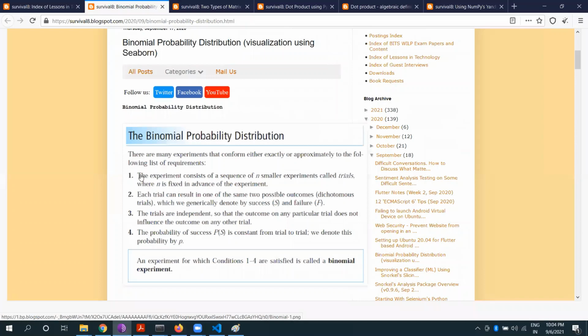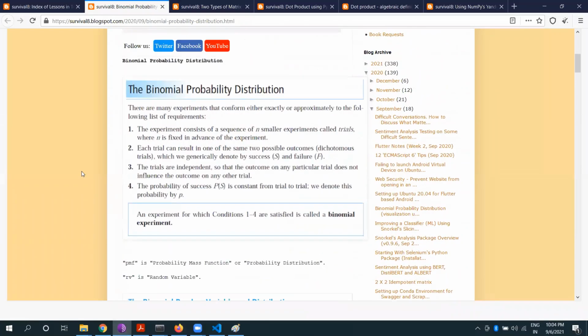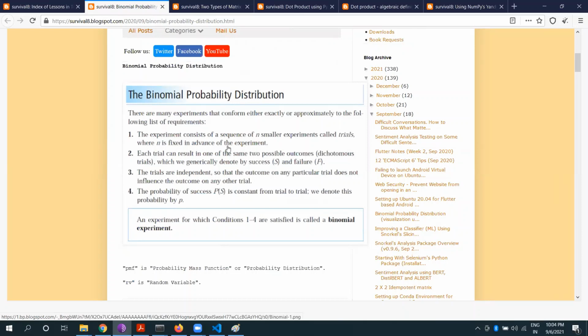If you have a binomial distribution of this kind, for the random package, just an example, you have a flip of a coin, a trial, like a small experiment. This is binomial probability distribution. The experiment consists of a sequence of n smaller experiments called trials. Each trial can result in two possible outcomes, success or failure, each trial is independent, and each trial has a probability p. So this is a binomial experiment.